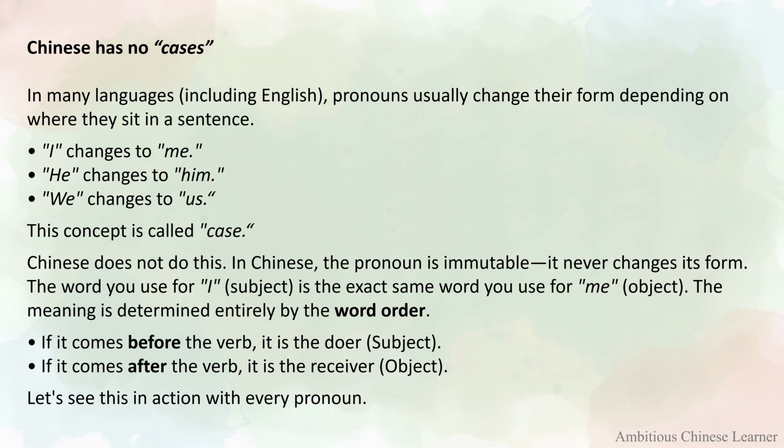The word you use for I, subject, is the exact same word you use for me, object. The meaning is determined entirely by the word order. If it comes before the verb, it is the doer, subject. If it comes after the verb, it is the receiver, object. Let's see this in action with every pronoun.